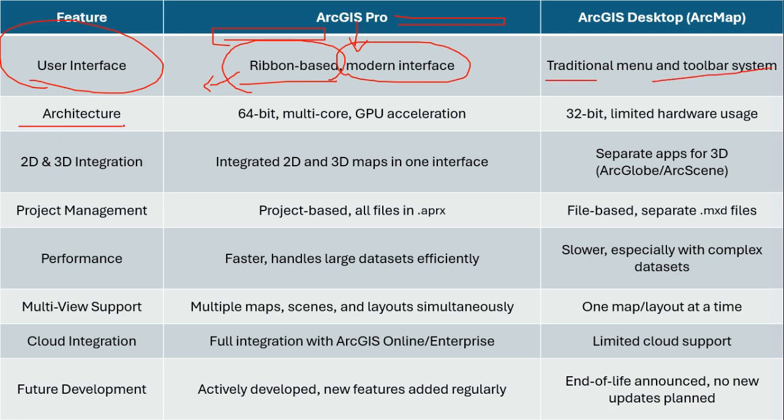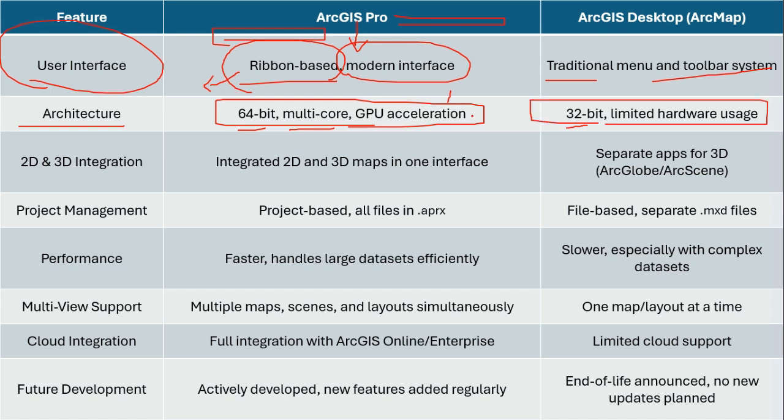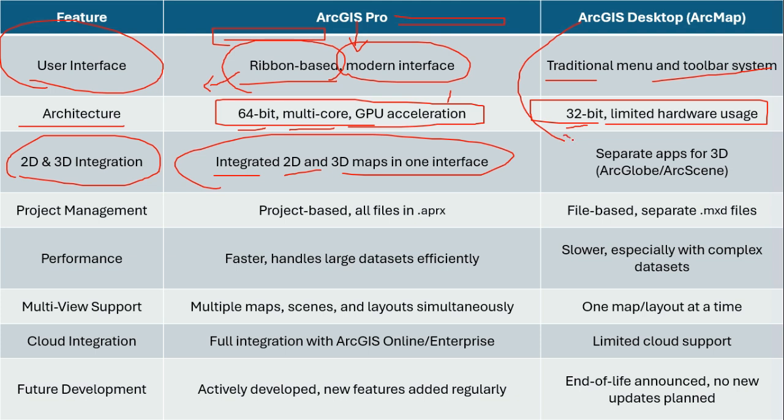If we talk about architecture, ArcGIS Pro is 64-bit, multi-core, with GPU acceleration. It can use your hardware specification in the background while processing the data. ArcGIS Desktop was 32-bit and had limited hardware use, but ArcGIS Pro can use your hardware specification while processing. And for 2D and 3D integration, ArcGIS Pro is already integrated with 2D and 3D maps in a single interface, but ArcGIS Desktop has separate apps for 3D, like ArcGlobe and ArcScene.